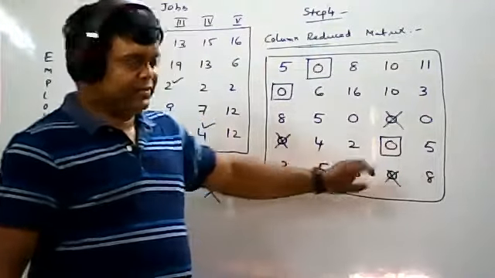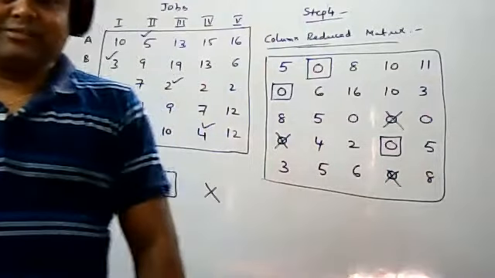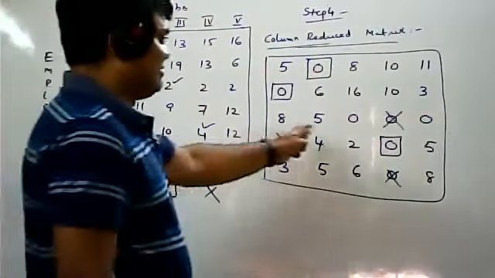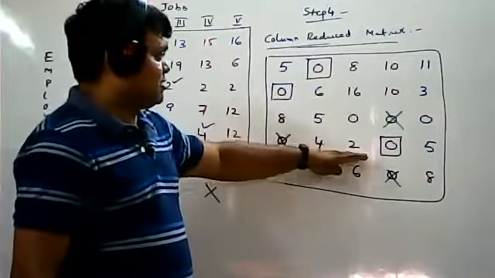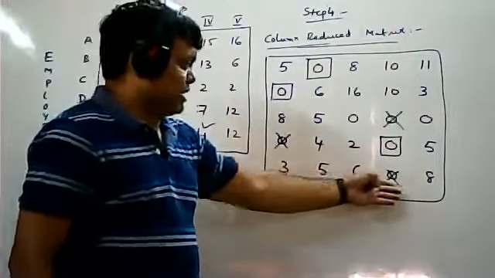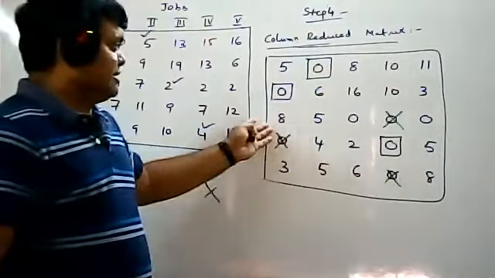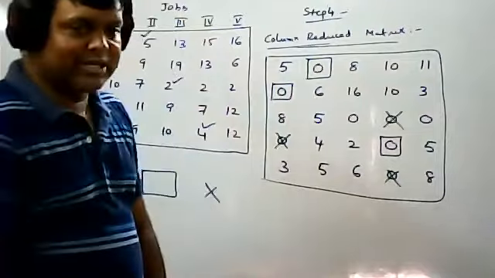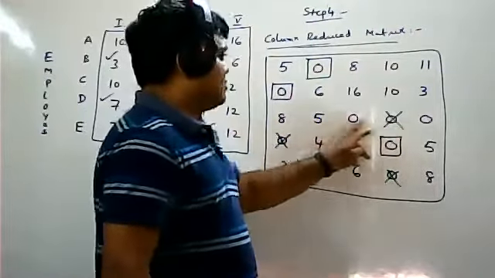Now, is there any row with a single 0? A single 0 is not available now, because the first row is finished, the second row finished, the third row finished, and in the fourth row you don't have any 0. This is a crossed 0, so you cannot do anything. If a single 0 is not available, then go for two zeros. Is there any row consisting of 2 zeros? The third row has 2 zeros.